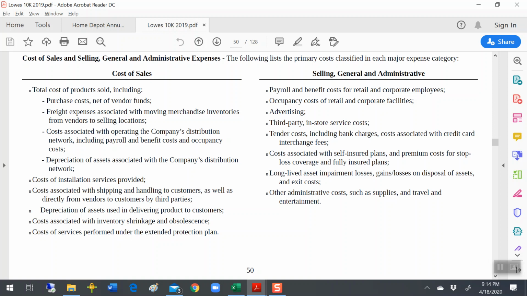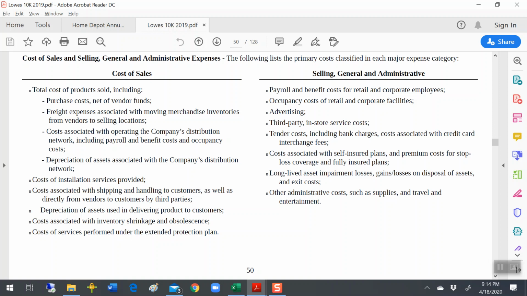Costs associated with operating the company's distribution network, including payroll and benefit and occupancy costs. What that means is that the part of the company that is warehouse delivery and stuff, those are salaries and warehouses and stuff, but they take all of that stuff and load it into the cost of goods sold because it's part and parcel of delivering the product to the customer. Depreciation of assets associated with the company's distribution network. So some depreciation expenses are allocated to cost of goods sold. Some are part of selling, general, and admin.